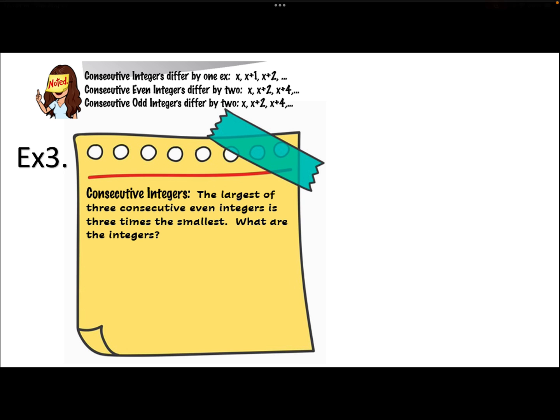All right, let's try example 3. Example 3 is consecutive integers. Consecutive integers were first introduced to you in the Math 8 class. Reminder, what is a consecutive integer? Consecutive integers are numbers that get bigger by 1. Pick a number. I'm going to start with 10 because it's my favorite. Consecutive integers would be 10, 11, 12, 13, 14, 15. We just keep going up by 1.